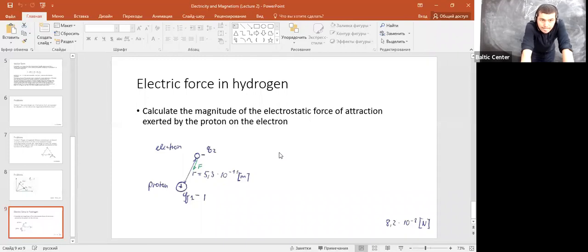So the force is equal to K, which is 9 multiplied by 10 to the 9 newton meter square per Coulomb square, multiplied by the absolute value of the two charges. So 1.6 multiplied by 10 to the minus 19, multiply again 1.6 multiply 10 to the minus 19, divided by 5.3 multiply 10 to the 11 square. Then you can get the answer. The answer must be equal to 8.2 multiplied by 10 to the minus 8 newtons. Okay.